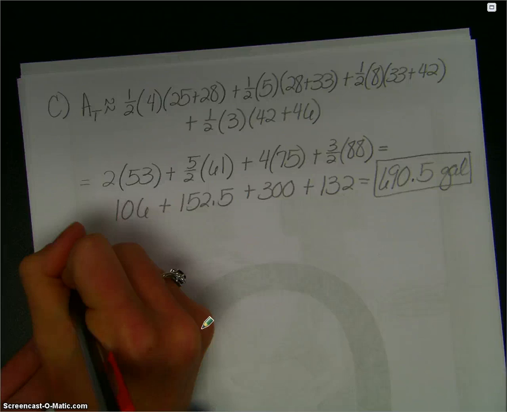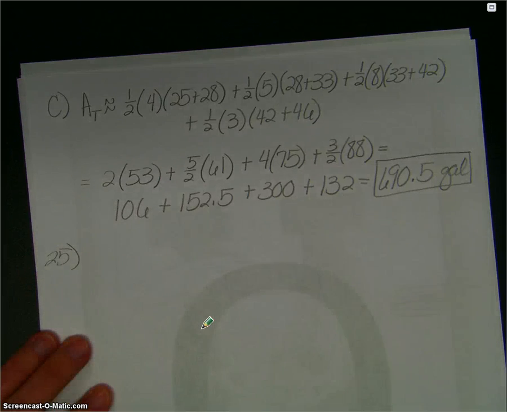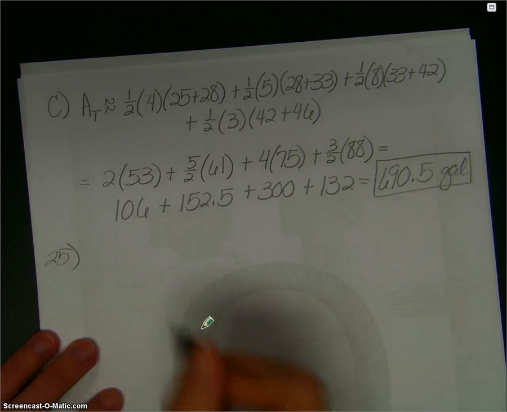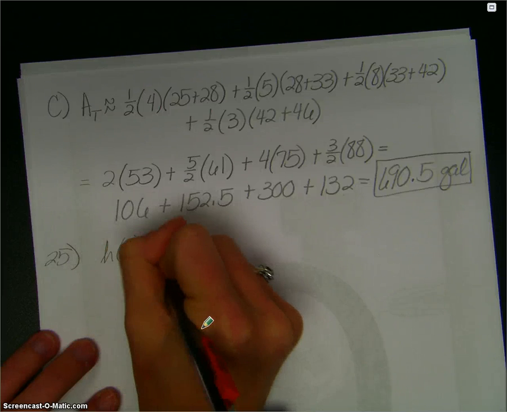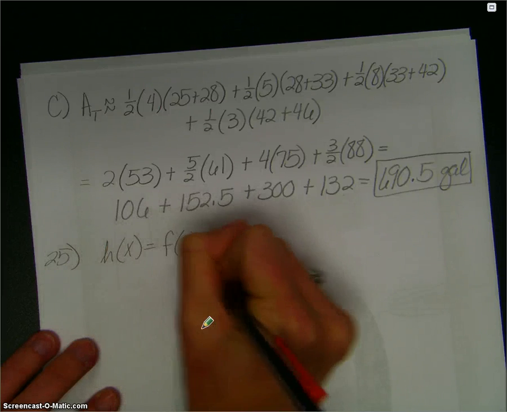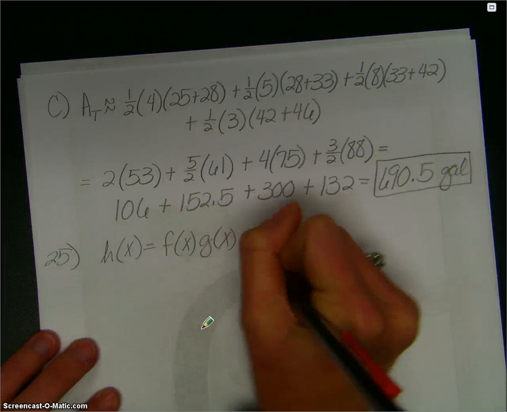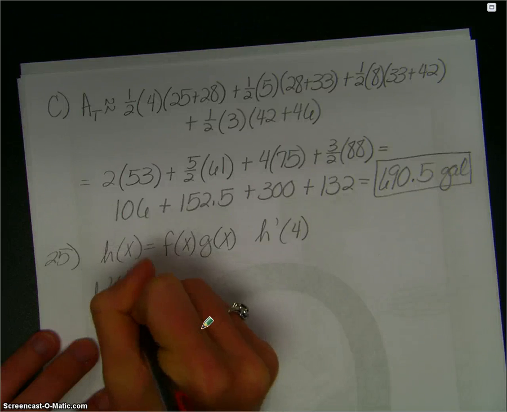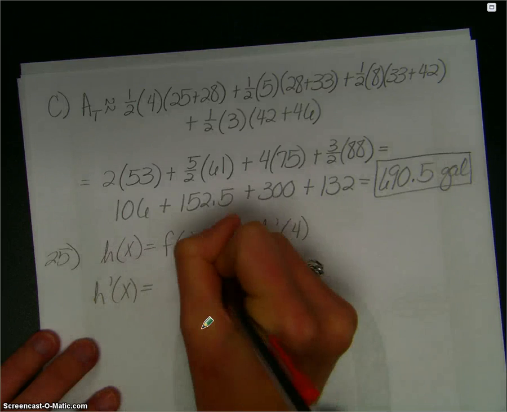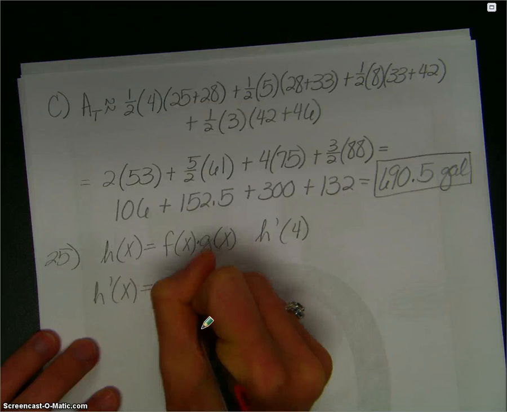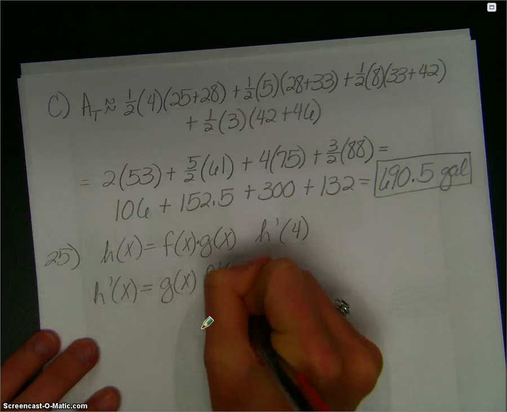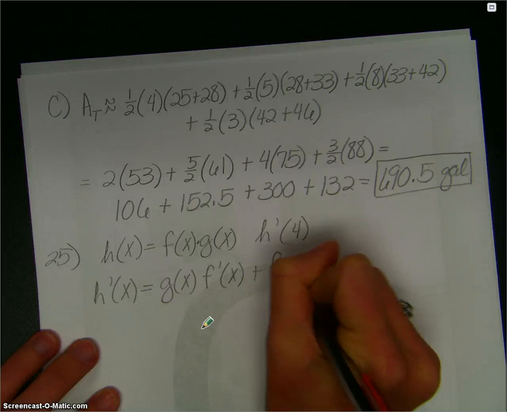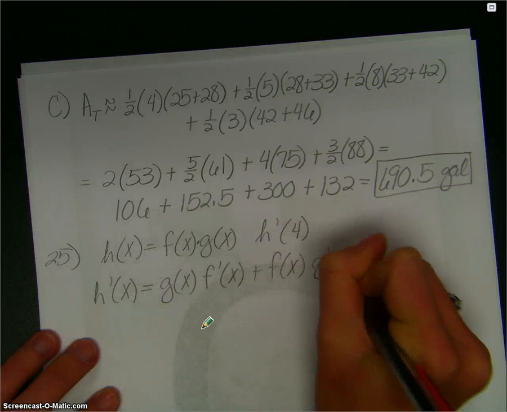Okay, on 25, we are working with these two graphs that are right above, the graph of F and the graph of G. And I want to find out if H is F times G, I want to find H prime at 4. So let's start by writing down my formula for H prime of X. And this is going to need a product rule. So I'm going to have G F prime plus F G prime.